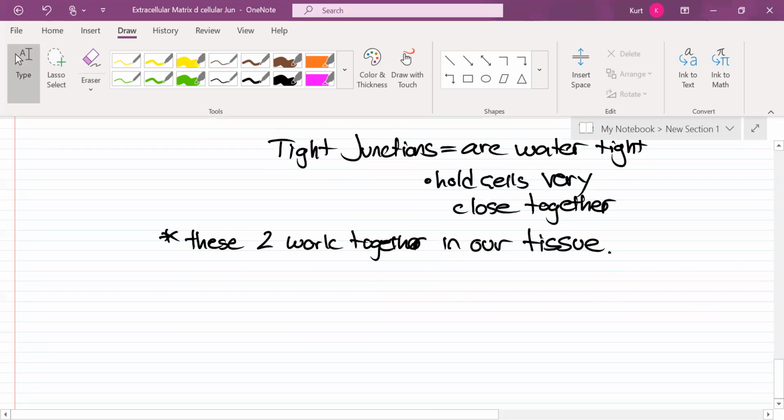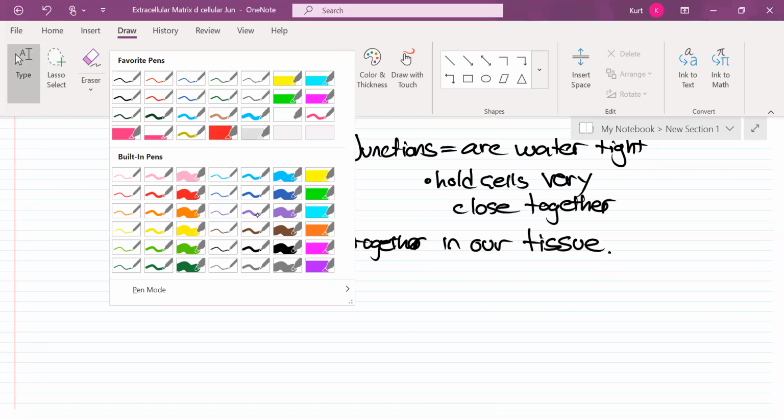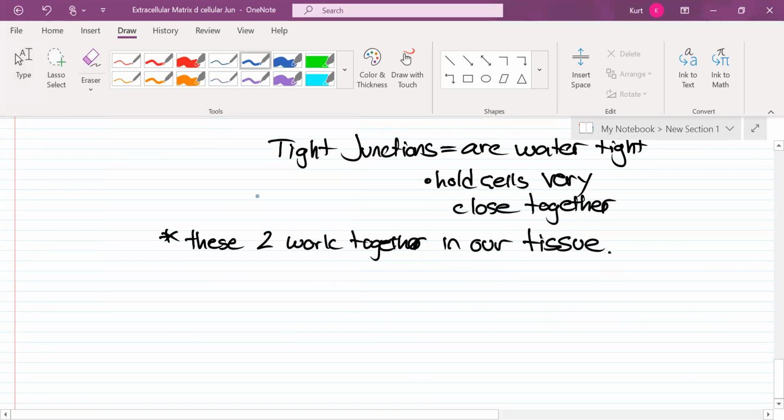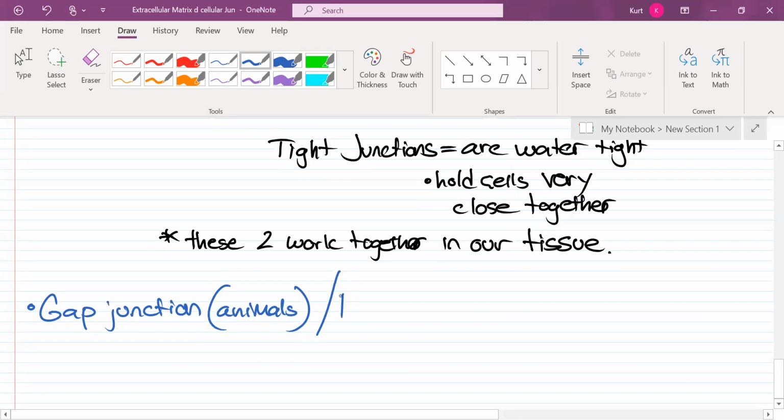So the last part for today, before I draw you your pictures, is another way in which cells connect to each other. This is going to be called a gap junction for animals. And plasmodesmata for plants.